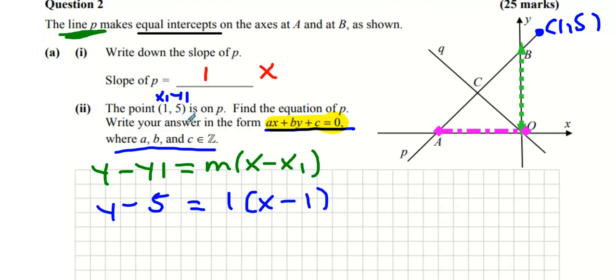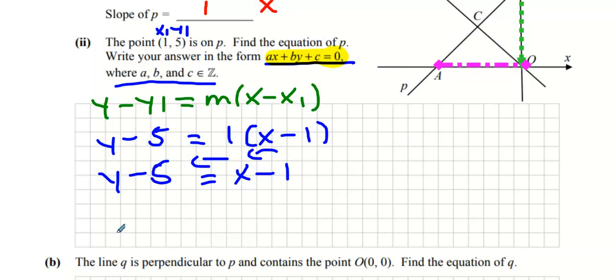Here, 1, 5. All right. So what am I going to do? Bring it all over one side, haven't I? What do we get then? Minus x plus y. And what's minus 5 plus 1? That's one possible answer. What's the other possible answer?